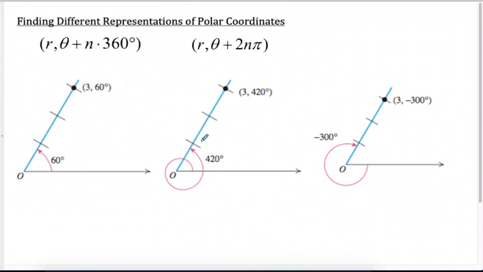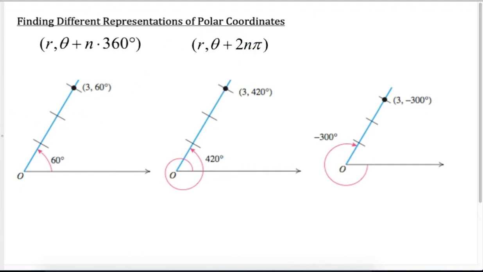And I could keep doing that. I could keep adding 360, 360, 360, and I would be in the exact same spot. Or I could go the other way and subtract 360. If I subtract 360 from 60, I would be at negative 300. I could subtract another 360, and I would be in the exact same spot. And again, we can do that with degrees, or we can do that with radians, where we would add multiples of 2 pi to talk about that angle in radians.